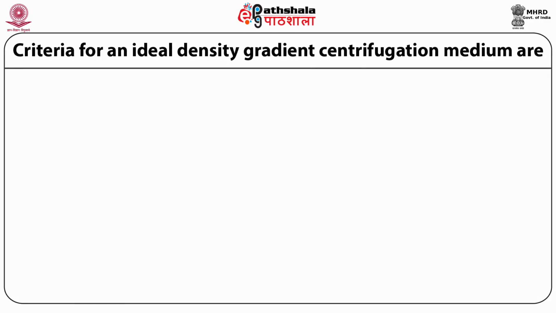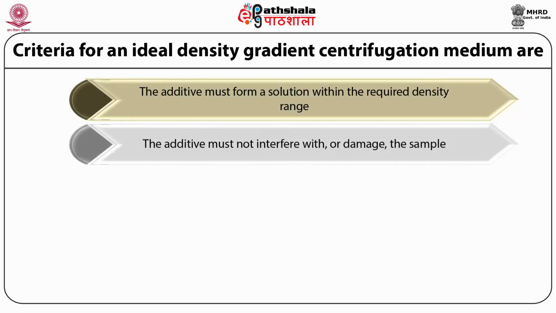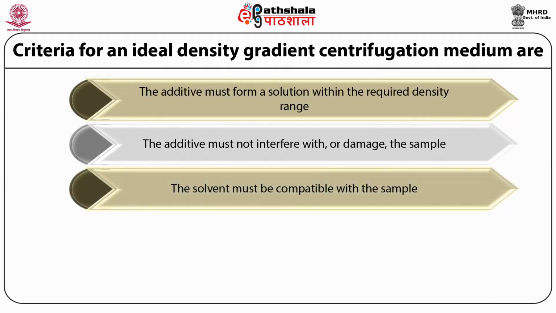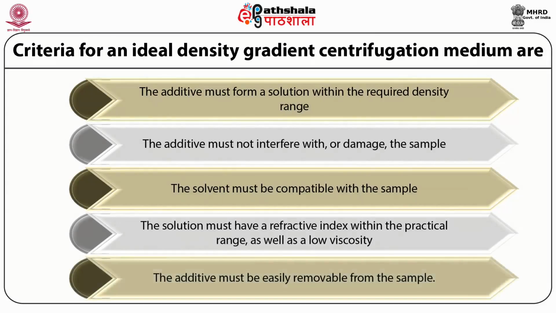We are further emphasizing the criteria for the ideal density gradient medium, and these are the criteria. The additive must form a solution with the required density range. The additive must not interfere with or damage the sample. The solvent must be compatible with the sample. The solution must have a refractive index within the particular range, so the parameters should be measured, and the additive must be easily removable from the sample. These are the ideal conditions. So any gradient medium should fulfill all these criteria before selection.